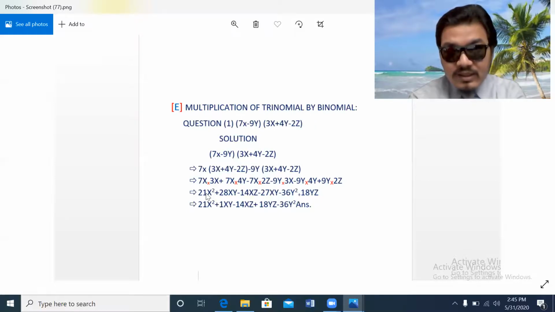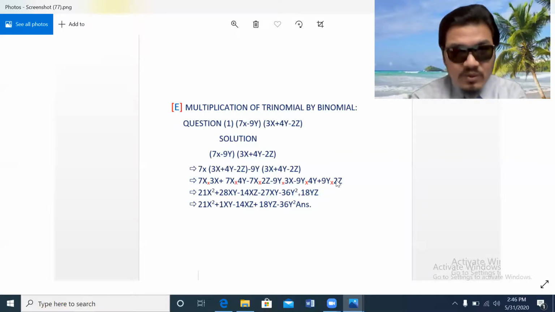And now look here, what should you do? 7 3s are 21 and x into x is x square. 7 4s are 28 and x into y, xy. Minus 7 2s are 14, x into z, xz. Okay, 9 3s are 27, y into x, xy, and here is minus 9 into 4, 36, y into y, y square, and last, plus 9 into 2, 18, y into z is yz, here is written yz, okay?